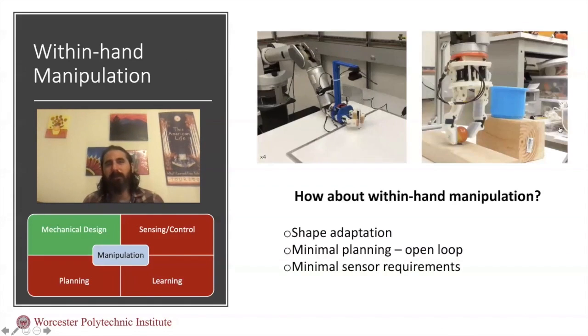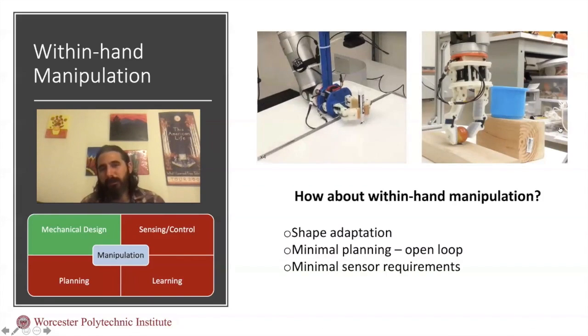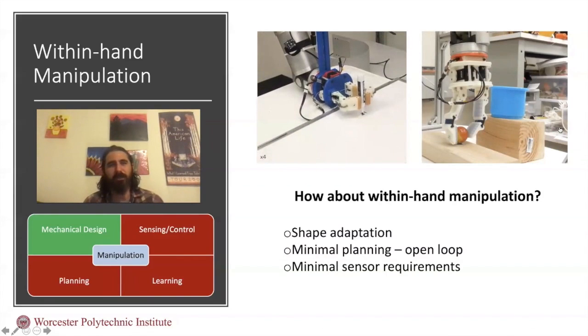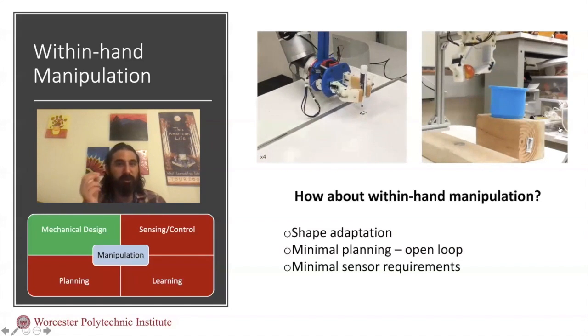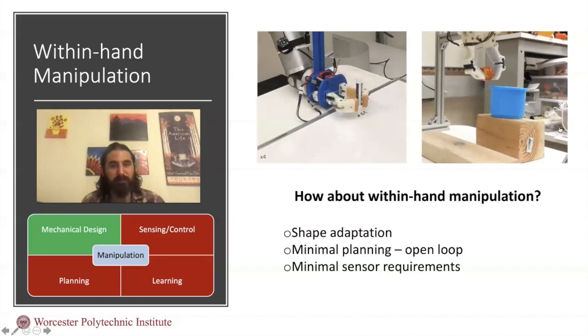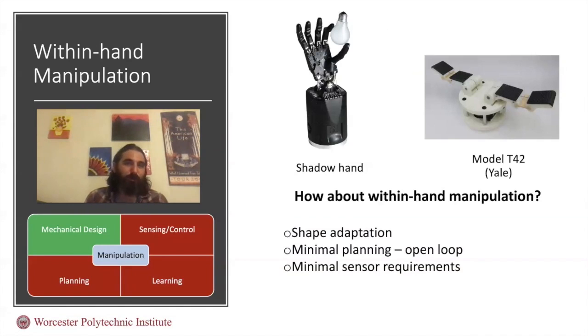But how about beyond grasping? Are these hands dexterous enough for us to achieve some within-hand manipulation tasks, for example? Are they dexterous enough for us to use the grasped object for a given task? I think the role of compliance and adaptive hands in within-hand manipulation is very similar to their role in grasping. They simplify our planning algorithms, they simplify the control algorithms, and they minimize the sensor requirements.